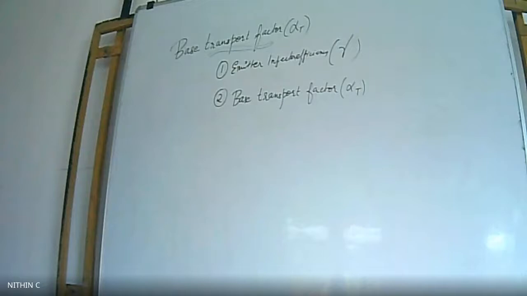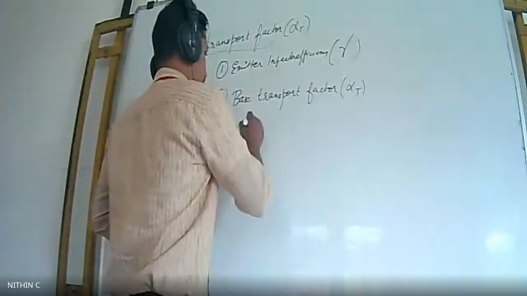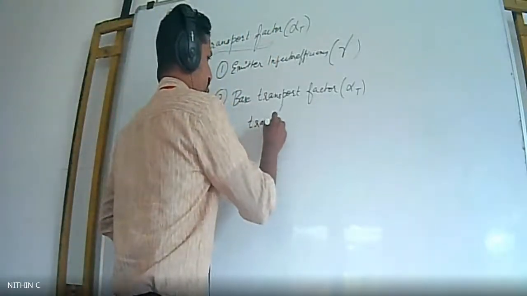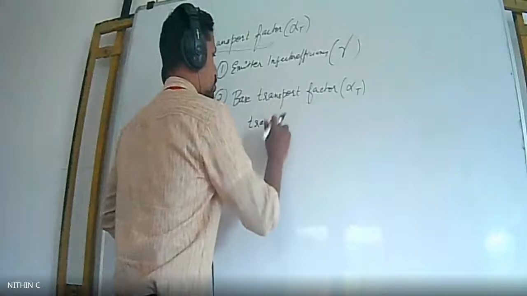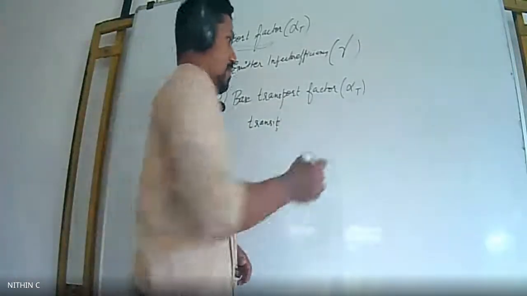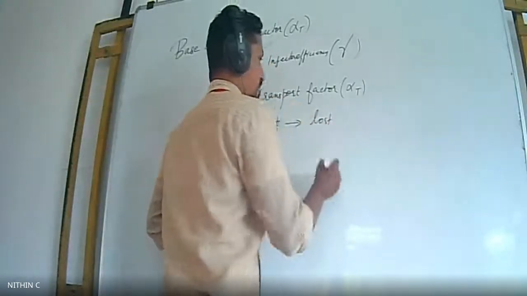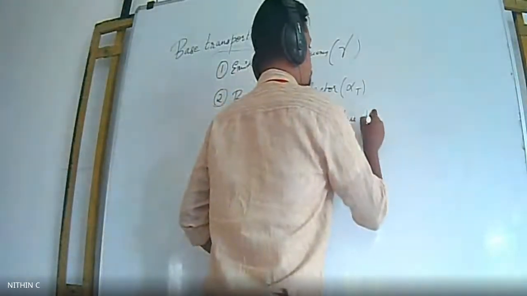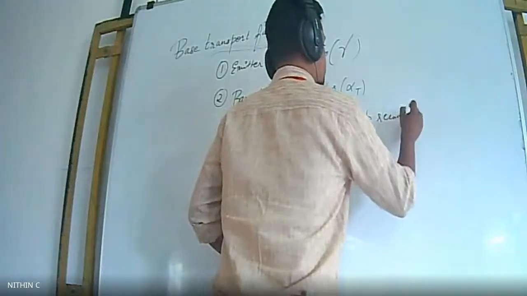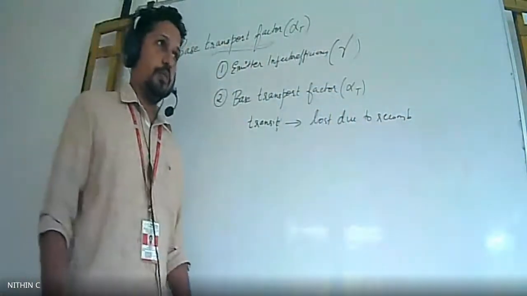During the transit, you shall note this point also. During the transit through the base, some of the charge carriers are lost. During the transit means passage. Some of the charge carriers are lost due to recombination.